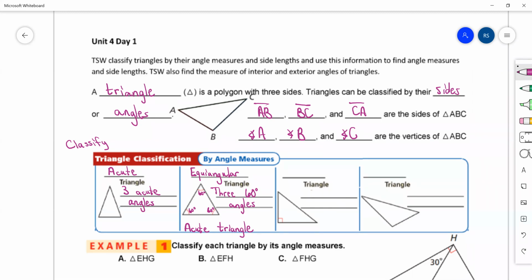The next one, we have a right angle, and it's called a right triangle because of it. That one right angle names it. So it has one right angle. And then the last one, this angle right here is obtuse. So we call this one an obtuse triangle because it has one obtuse angle.